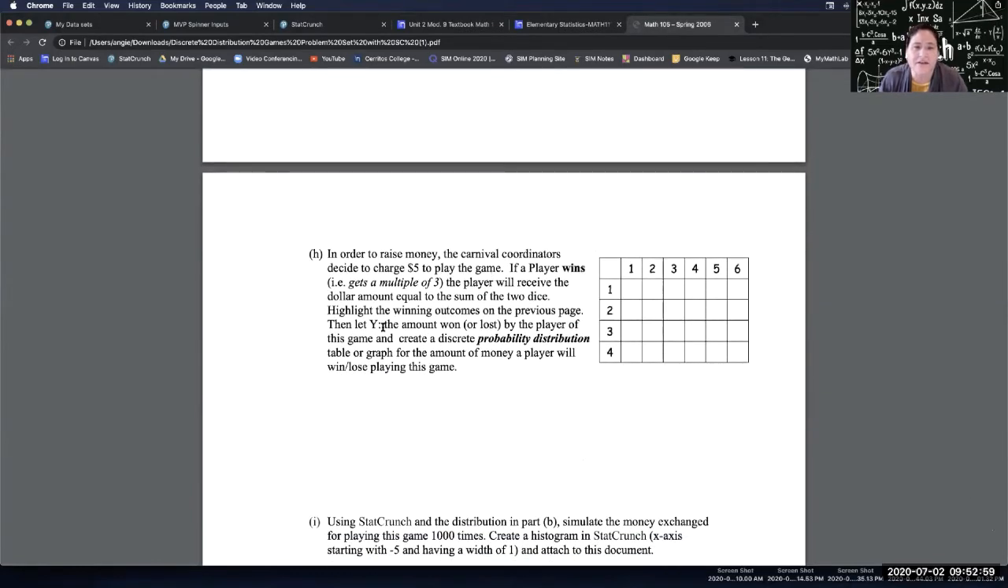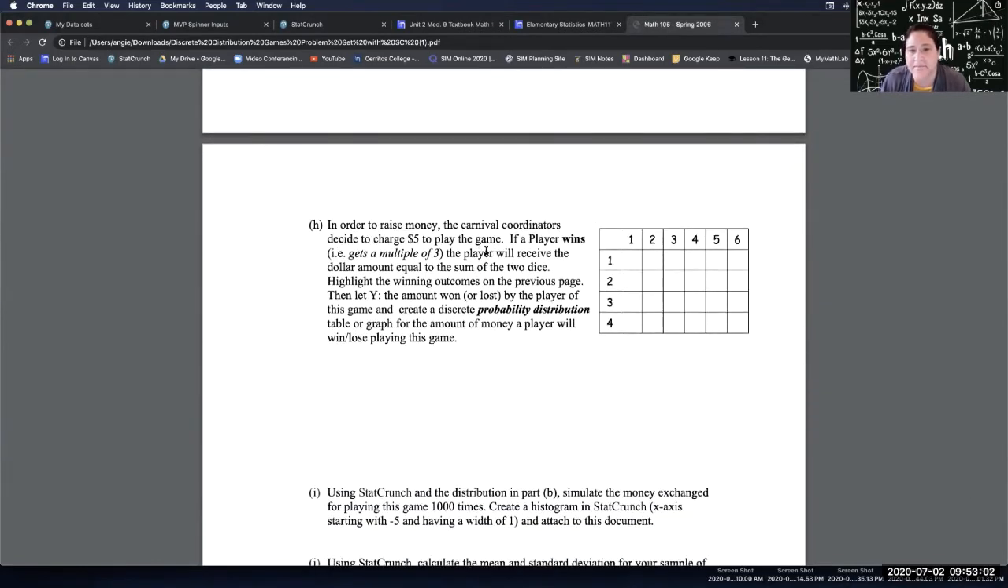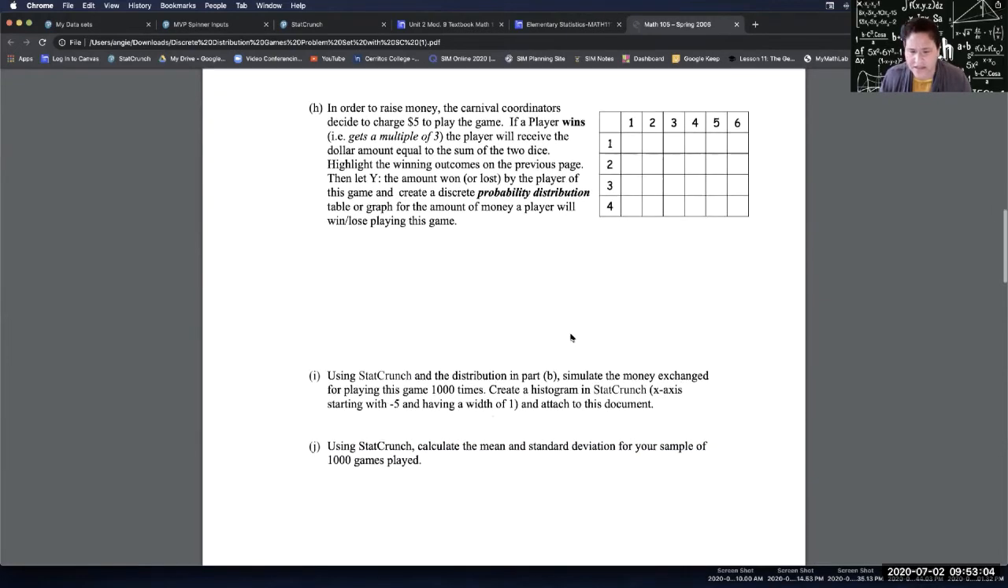And then this one goes on, it actually plays the game. But I think the rest of it, you should have it.